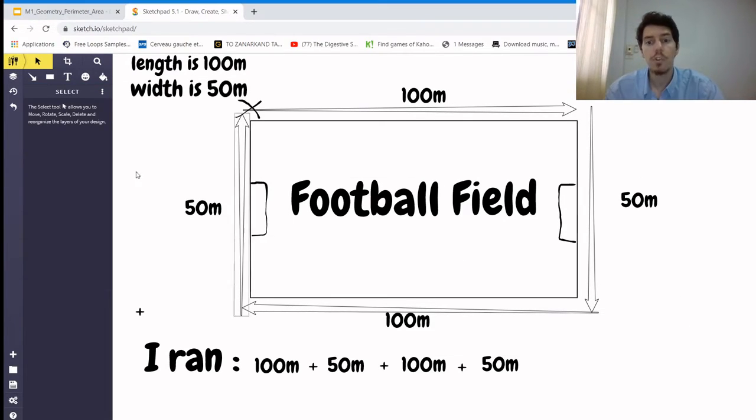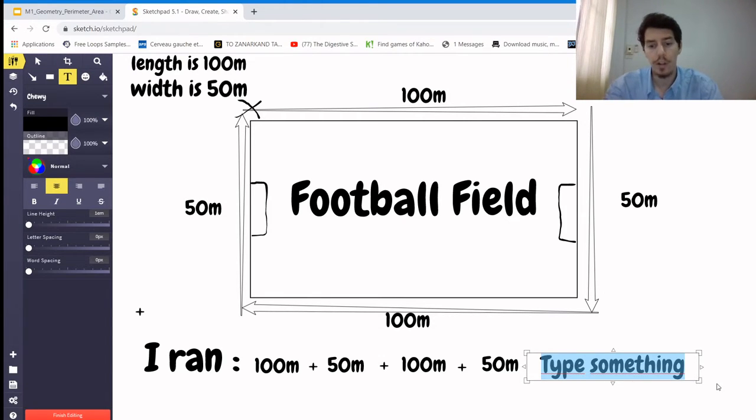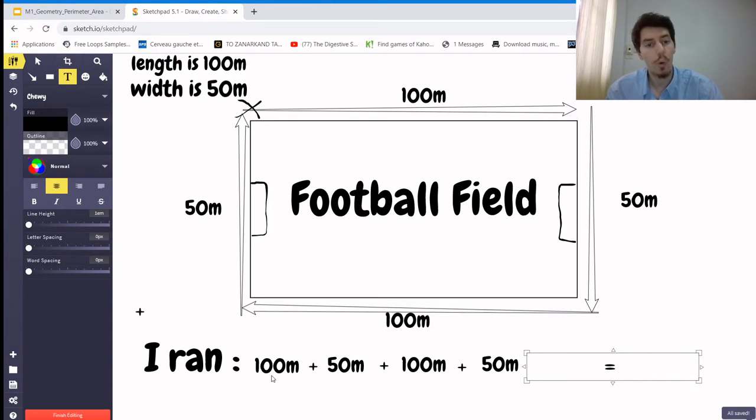So the thing that I want you guys to understand from that is, when you run around the football field, how much do you run in total? You run 100 plus 50, 150 plus 100, 250 plus 50. The total distance is 300 meters. We don't care about the numbers so much, but I want you to understand that when you go around something, you run some meters. If I ask you how much did you run, you will tell me I ran some meters. Example, 300 meters.